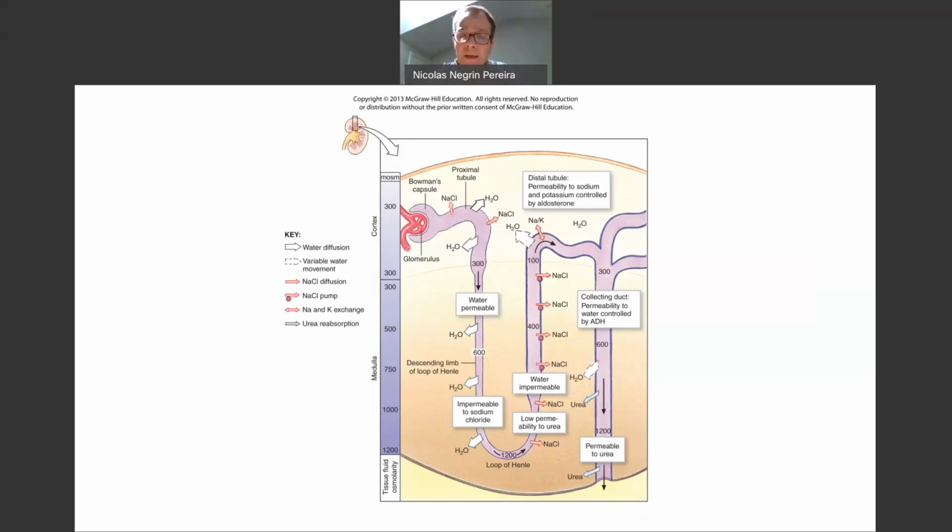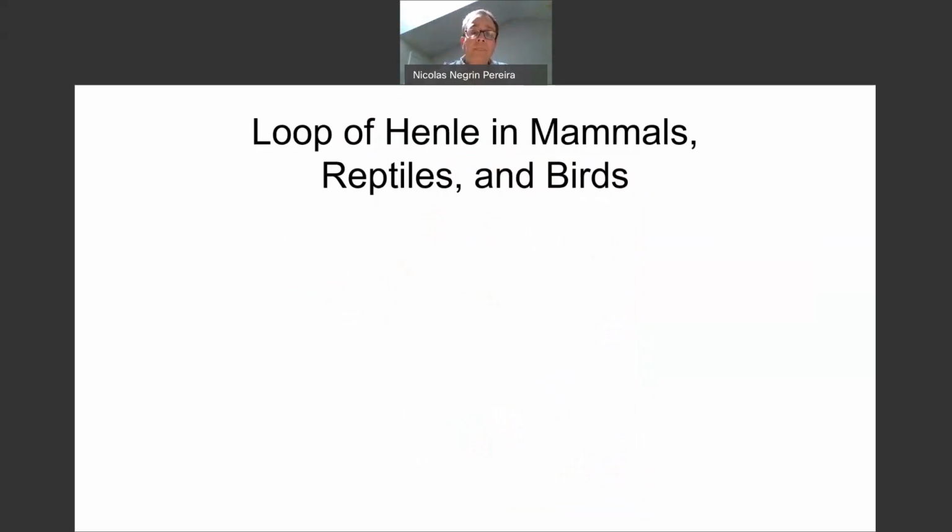this is also done thanks to the fact that the ascending first portion of the loop of Henle is non-permeable to urea, meaning that urea can be kept in that area and, of course, keep this gradient, which is fundamental for the formation of urine.